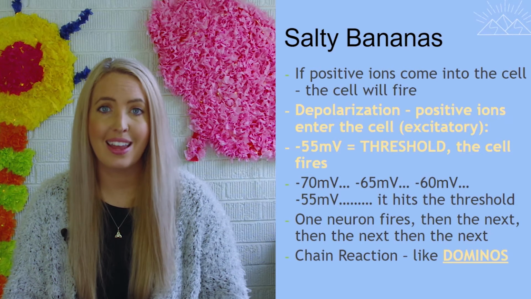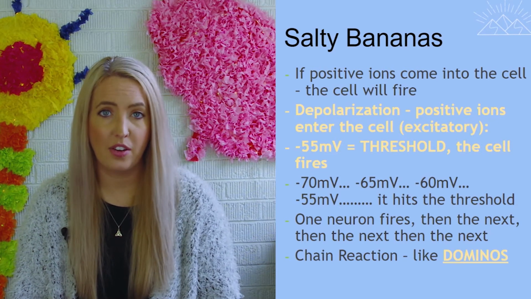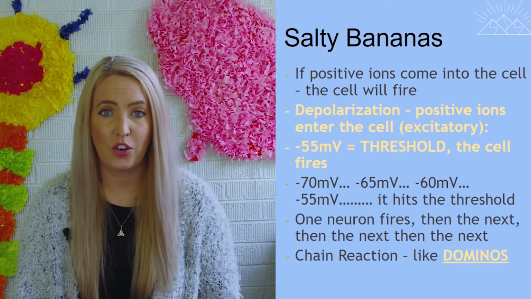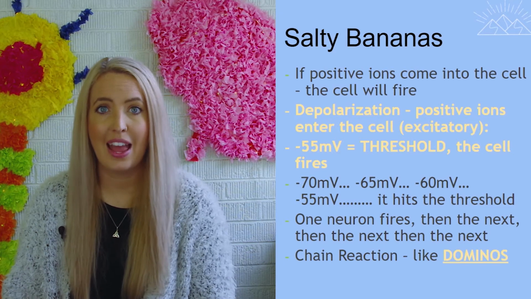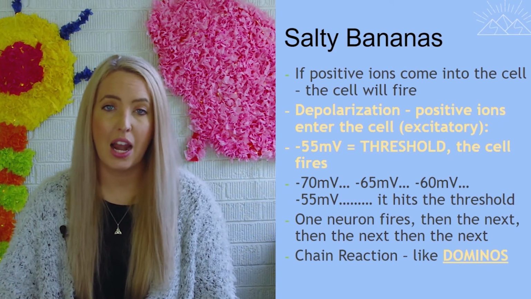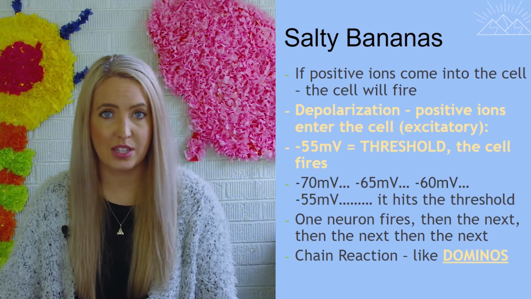As positive ions start to enter into the cell, it's going to start depolarizing. It's going to get less polar as it gets closer and closer towards the center. So as it is depolarizing from negative 70 to negative 65, negative 60, it will eventually reach negative 55 millivolts. And when it hits negative 55 millivolts, it has hit the threshold for firing. So when it hits negative 55 millivolts, the neuron will fire and it will send that action potential down the axon to the terminal branches and will send that information out to the synapse and onto the next dendrite for the next neuron to receive that information as well.